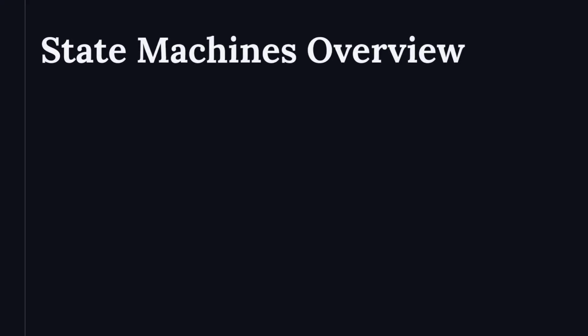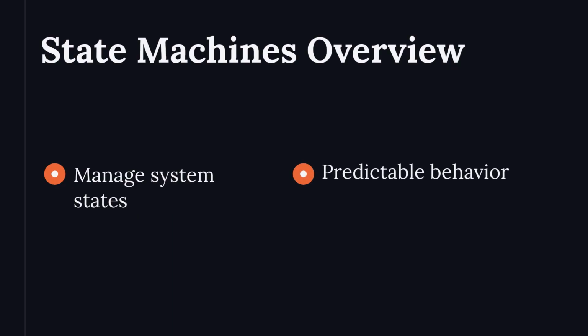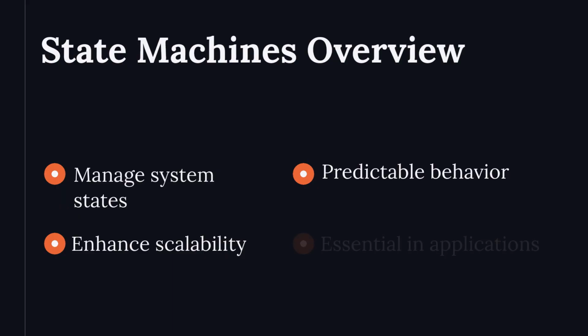State machines manage systems through defined states and transitions. They are crucial for predictable behavior and structured design. Improvements enhance scalability in complex environments. Choosing enhancements depends on system requirements. State machines remain essential in both hardware and software applications.